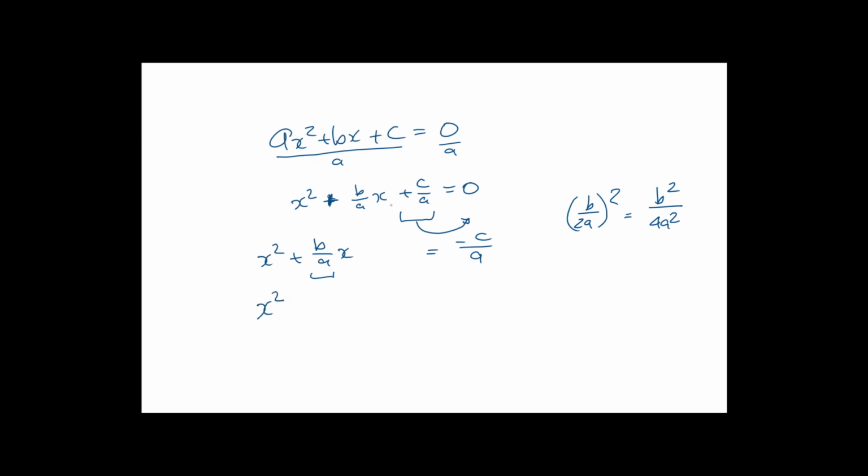So x squared plus b over a x plus b squared over 4a squared equals negative c over a plus b squared over 4a squared. Because remember, we can't just put this here from out of nowhere. We have to do it to both sides of the equation.